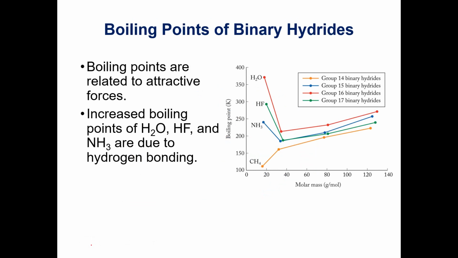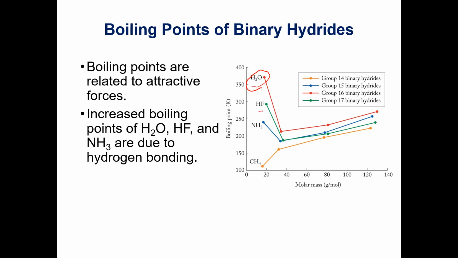So if you look at the boiling points of substances that have hydrogen bonding, things like water, hydrofluoric acid, and ammonia, they're all increased compared to other substances in their group. For example, water is in group 16. If we go down that column and look at hydrogen bound to sulfur, selenium, and tellurium, we find water has a much higher boiling point compared to the others.